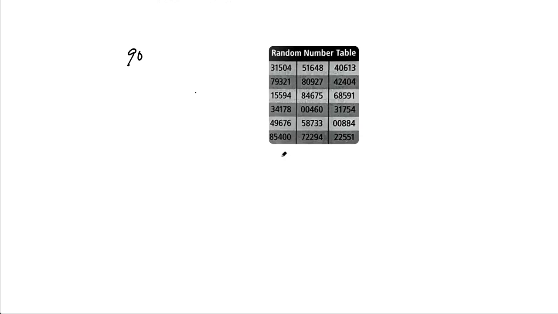A random table simulates an experiment where you toss a coin 90 times. Even digits represent heads and odd digits represent tails. What is the experimental probability, to the nearest percent, of a coin coming up heads?